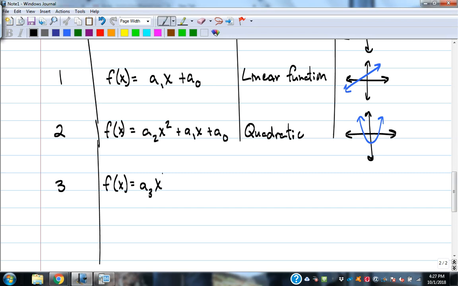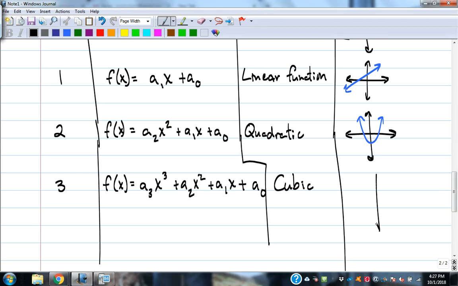a sub 3 x to the third, a sub 2 x squared, a sub 1 x to the first. Usually we don't write the exponent of 1, so we'll take it away. Plus a sub 0. That's a cubic polynomial or cubic function. The cubic function, you've got the coordinate plane.